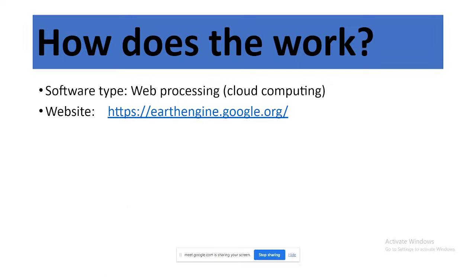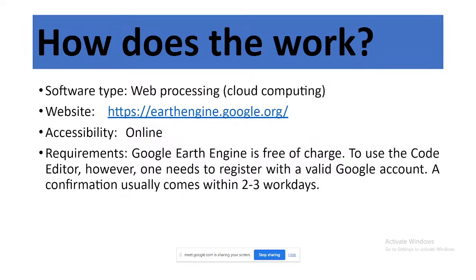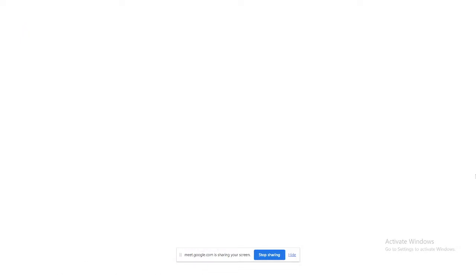Then the main website is earthengine.google.org, and accessibility must be online. The requirement is just that you register with your Google account. Did you already complete this part? So there is no problem. And then the computer system must be online. As for image scope, it mainly works for image processing and visualization, and it also works for vector and raster data.